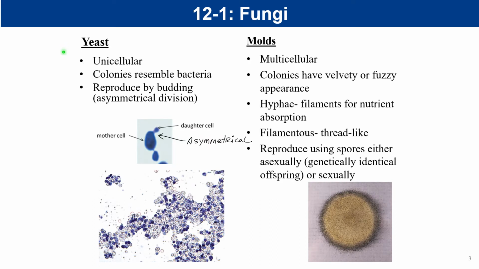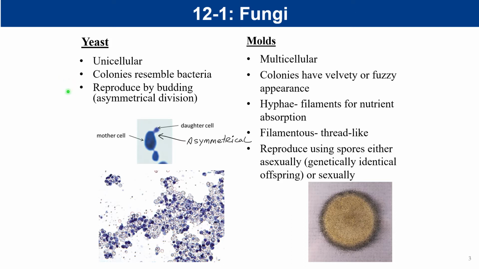Here we have a comparison between the various characteristics of yeasts when compared to molds. And so beyond the unicellularity that yeasts have versus multicellular molds, we can see that yeasts will have colonies that are a lot like bacterial colonies growing on Petri plates, although the colonies can be a little bit bigger and appear to have a waxy appearance.